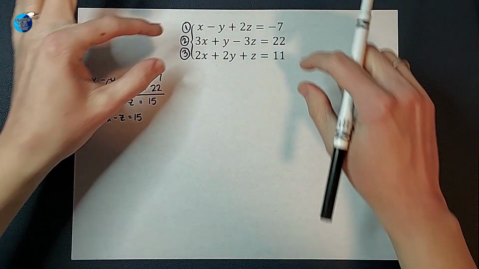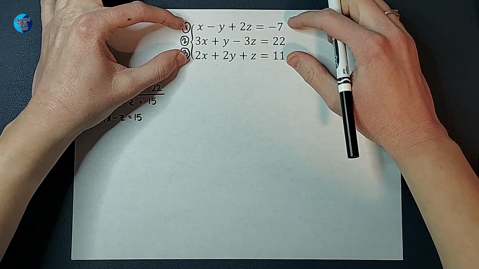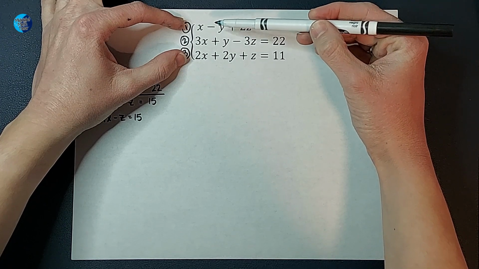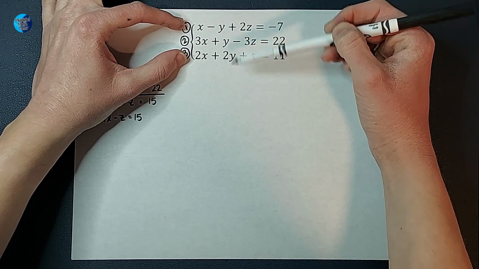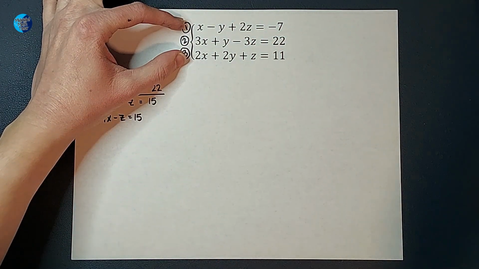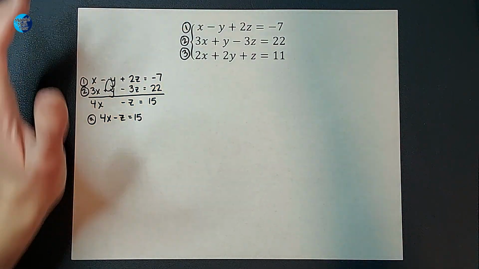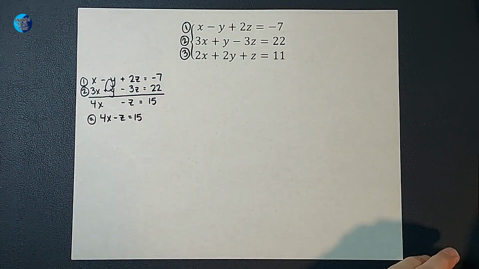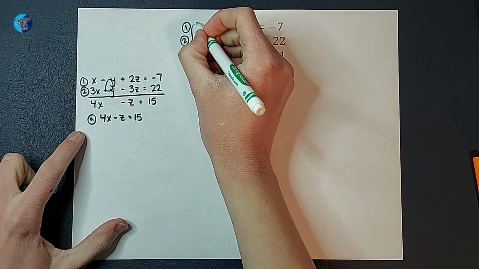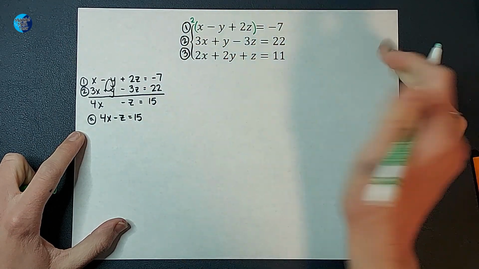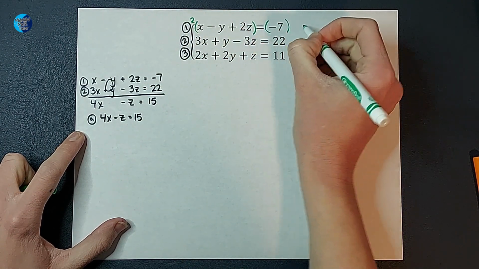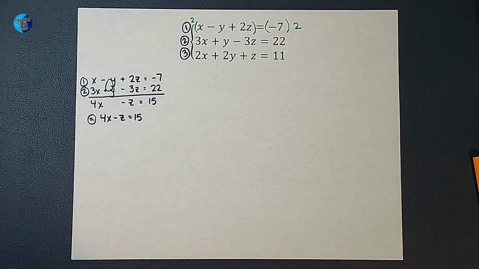So when I look at these, I notice with 1 and 3 that if this were a negative 2y, it would cancel with that 2y if I were to combine them. But it's not a negative 2y, it's just a negative y. But can I make it a negative 2y? Well, I can. And the way I can do that is to multiply this one by 2. Now, if I do it on one side, I got to do it on the other side so that it stays balanced, right? So as long as I do it to both sides, I'm good.